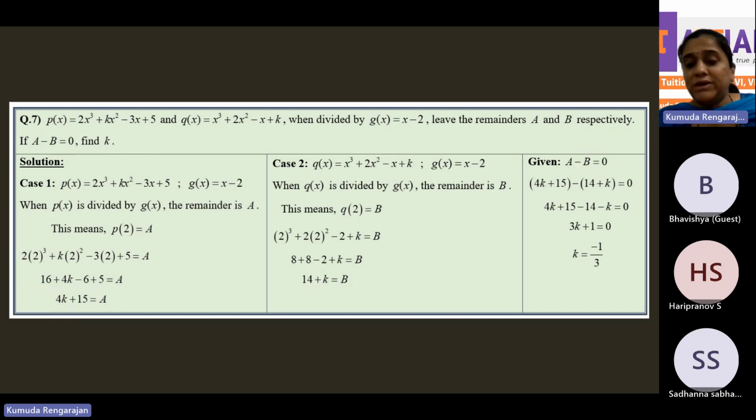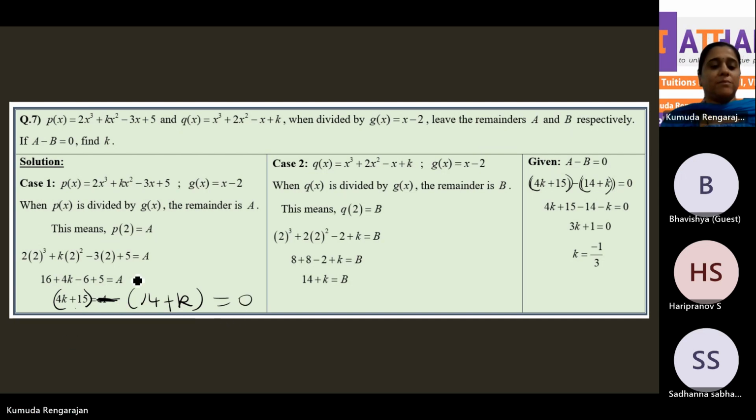Now when there's a minus sign, please use the bracket. A minus B, so this is A minus, minus of 14 plus K, this is B, is equal to 0. Please use a bracket. There's a minus sign here. And when you work that equation, you can find the value of K, which is minus 1 by 3.